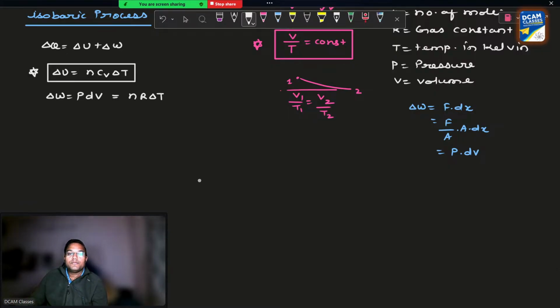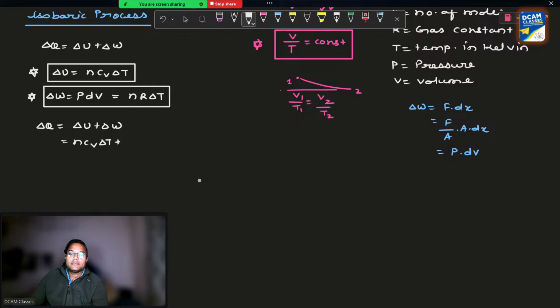Correct? So now this is the second thing that you must remember when you are calculating the work done. Now talking about delta Q, heat exchange in this process. This is delta U plus delta W. So I can write nCv delta T plus nR delta T. But I can write this as n into (Cv plus R) into delta T. But since I know there is a relation Cp minus Cv is equal to R, that means Cv plus R will be Cp. So it will be n into Cp delta T.